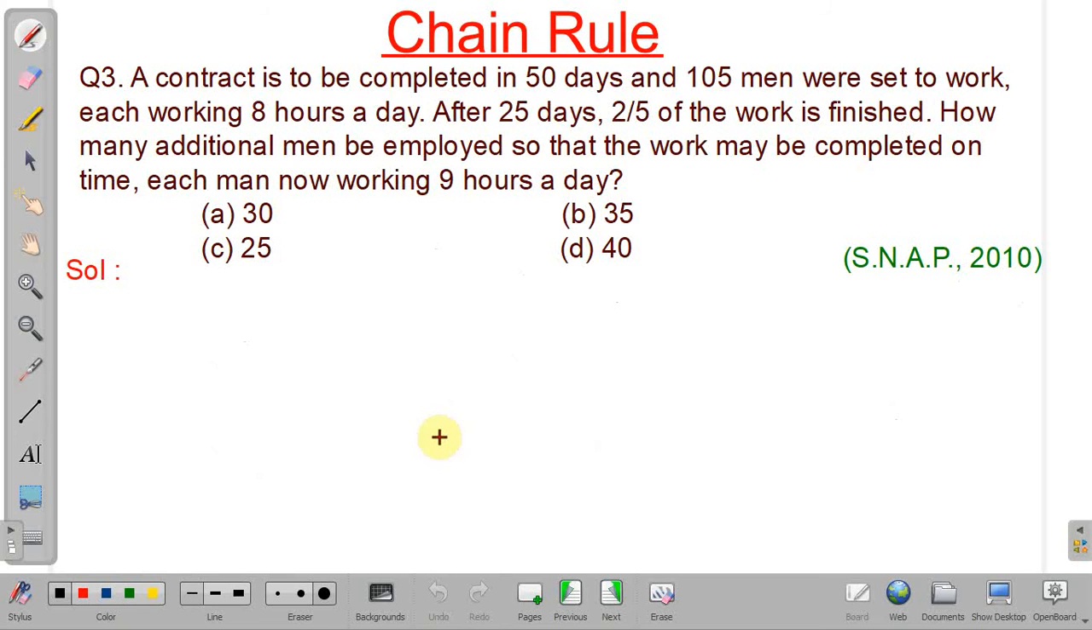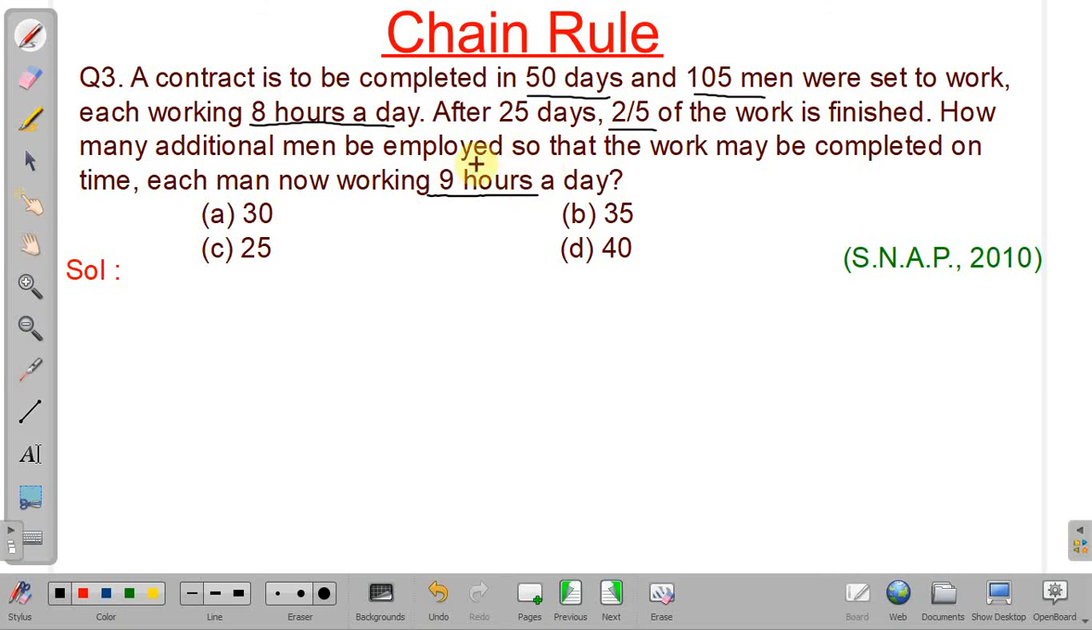See, in this problem it is given a contract is to be completed in 50 days, and 105 men were employed, each working 8 hours per day. After 25 days, it was found only 2 by 5th of the work is finished. So contractors hired some additional men, and we have to find the number of additional men to be employed. And in the remaining 25 days, each man has to work 9 hours per day.